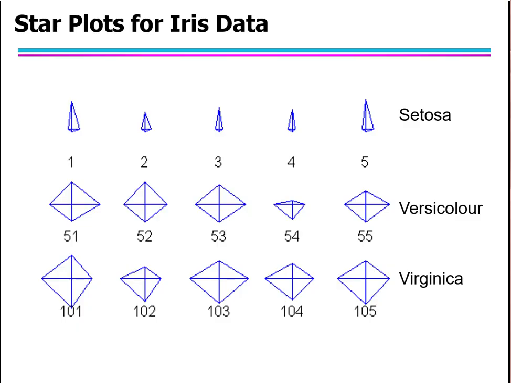Star plots for iris data. This slide shows star plots for the three classes of iris flower. Each star represents the attribute values of a single flower, with the length of each ray indicating the value of that attribute. By comparing these stars, we can see the characteristic pattern for each class.